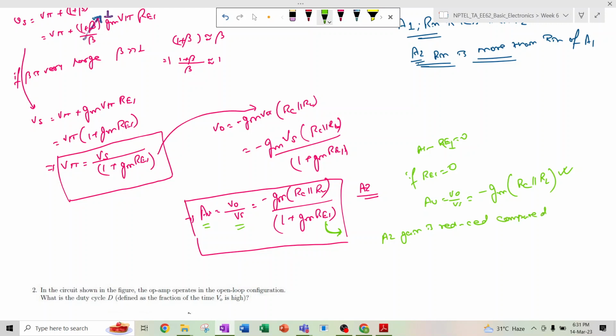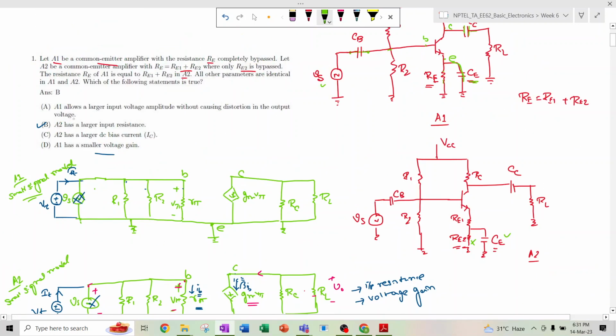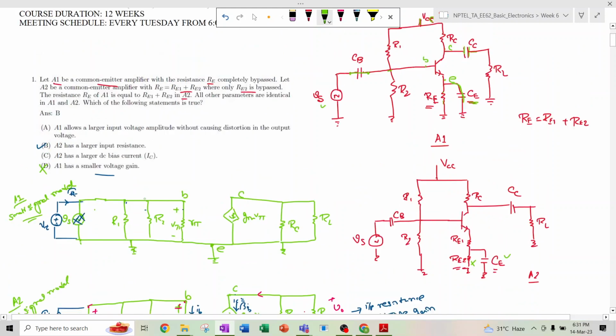compared to A1. So in the given option, it says A1 has a smaller voltage gain, so it is wrong. It will be A2 that has the smaller voltage gain, right? So this option is not correct.